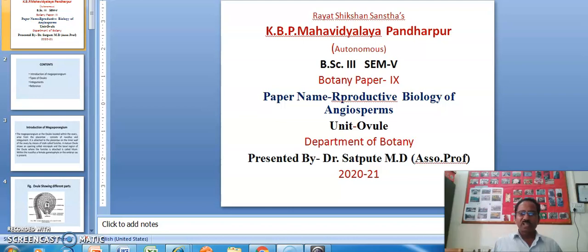Myself Dr. M.D. Satpute, Department of Botany, Karmavir Baharao Patil Mahavidyalay, Pandharpur. Today we will see Botany paper 9 for the class BSc 3, semester 5. Name of paper: Reproductive Biology of Angiosperms. Name of unit: Ovule.